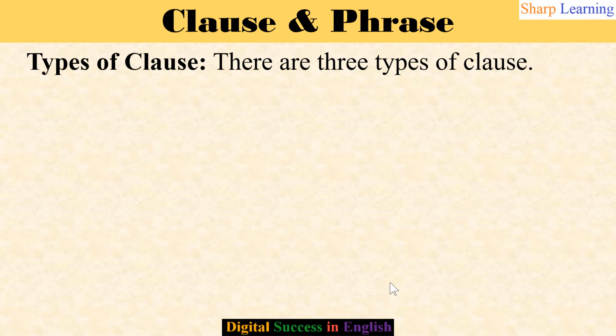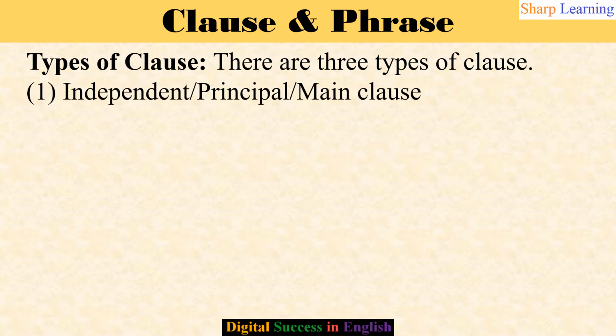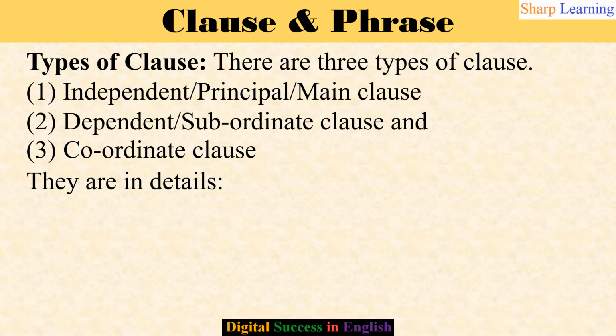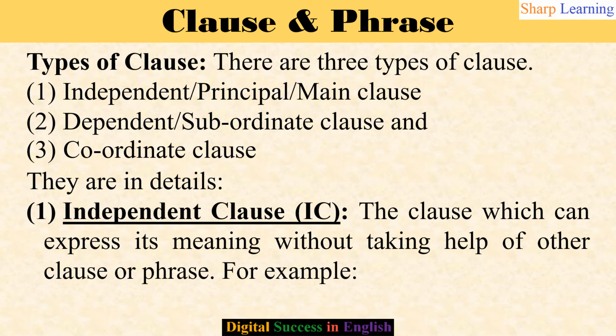Okay, now we are going to discuss types of clause. There are 3 types of clause: indefinite clause or principal clause or main clause, number 2, dependent clause or subordinate clause, and number 3, coordinate clause. They are now in details. Independent clause, that means IC, or you can say principal clause or main clause, no problem.